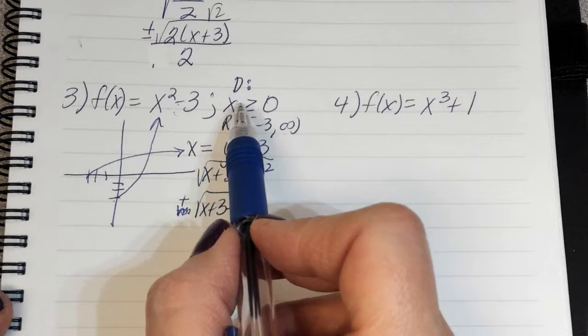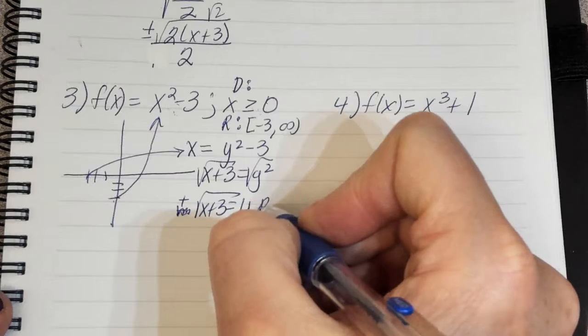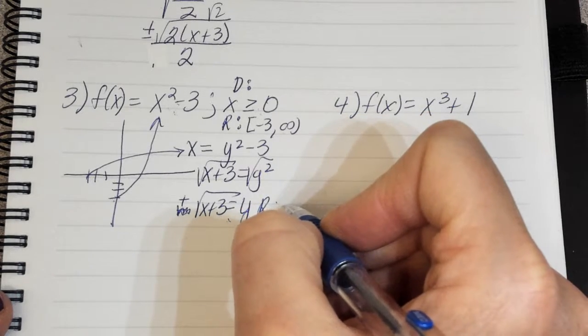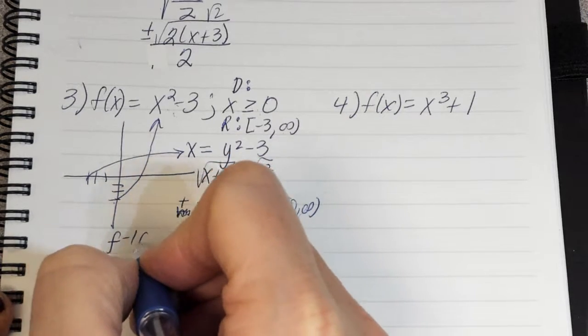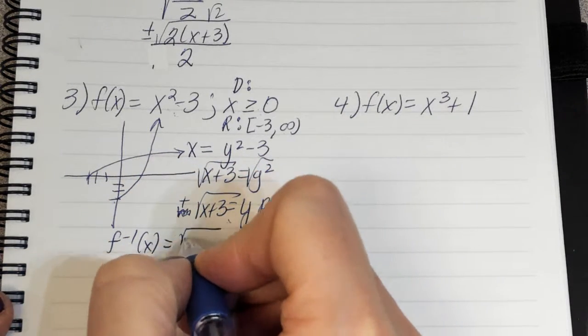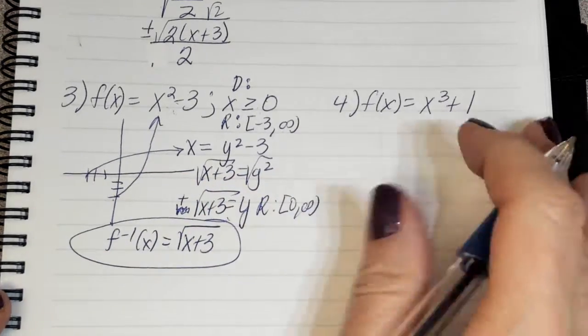Also, look at the domain. The domain was x is greater than or equal to 0. So on this one, it means that our range must be from 0 to infinity. And so for this problem, the inverse is going to be that instead of plus or minus that. Do you see the difference?